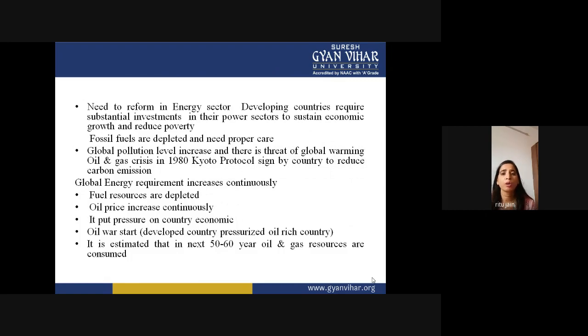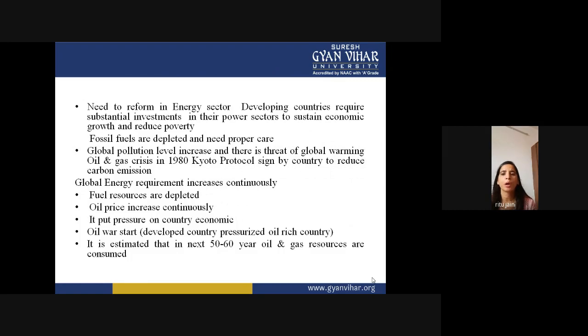Now the second point, global pollution level is increasing, and everyone knows that the main problem is global warming. Global pollution level increases, and there is a threat of global warming. Because of global warming, many natural disasters have been happening for the last 5 to 6 years. The oil and gas crisis happened in 1980. The Kyoto Protocol was signed by countries to reduce carbon emission.